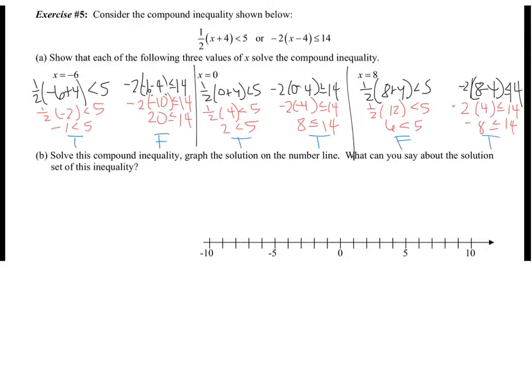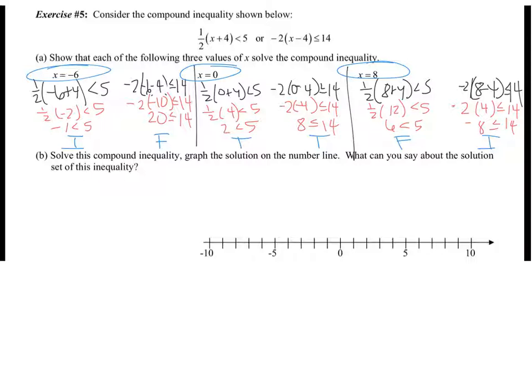Since this problem was an "or," only one of them has to be true in order for it to work. X equals -6 does work because one of them is true. X equals 0 does work because both of them are true. And x equals 8 does work because the second one is true.